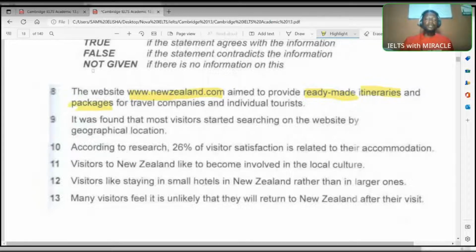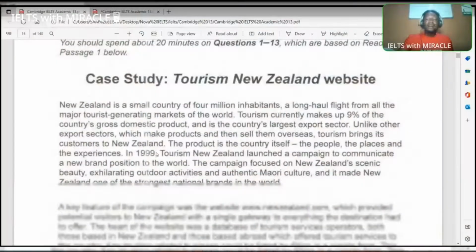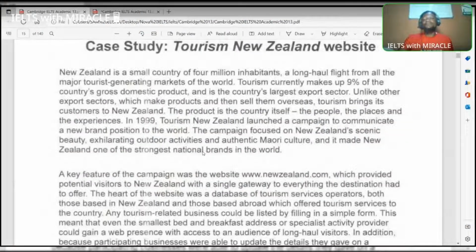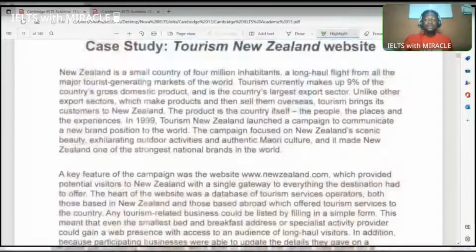So let's see if these keywords agree with what we have in the passage. Of course, we may not be able to take all of these keywords. We're going to take the keyword that we know is unlikely to change, and that is the website, www.newzealand.com. So let's quickly scan the passage. Let's scan the paragraph. If you scan it, you can't miss it. It is on the second paragraph, first sentence.